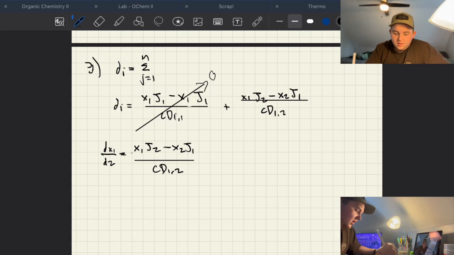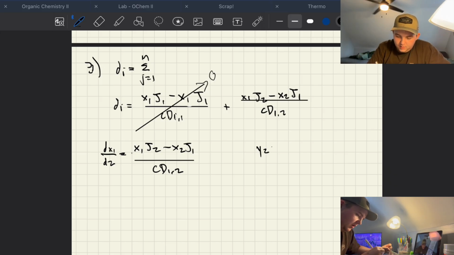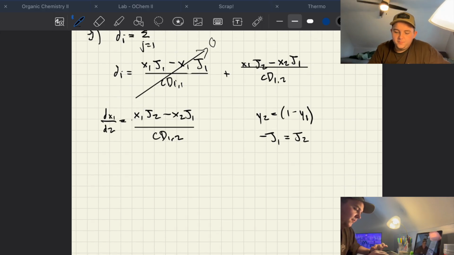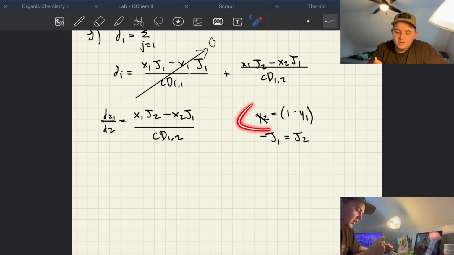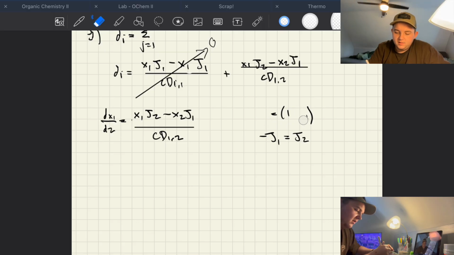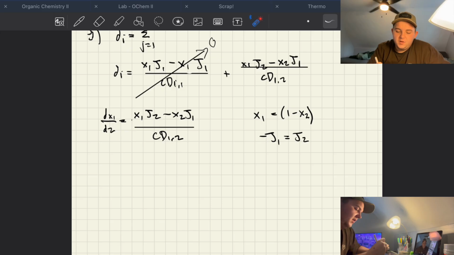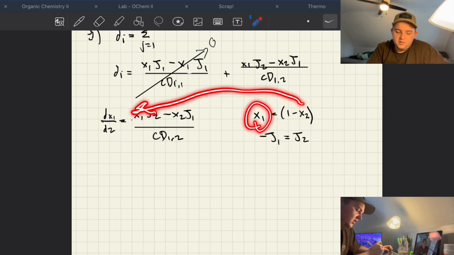Cool. And then since we know this is a binary mixture, we know that x2 is equal to 1 minus x1, and we also know that negative j1 is equal to j2. So that's going to help us further simplify these. So we're going to take these values here. Sorry, it's not y2, this should be x2. So we know that x1 is equal to 1 minus x2, so we can simplify for x1, we'll just plug in x2.